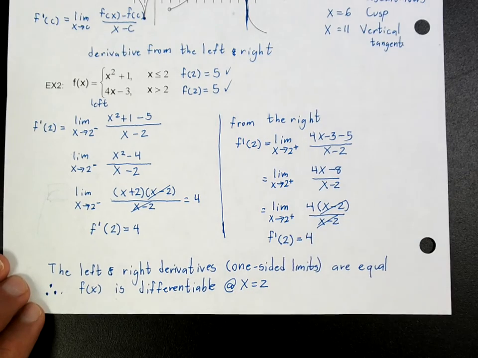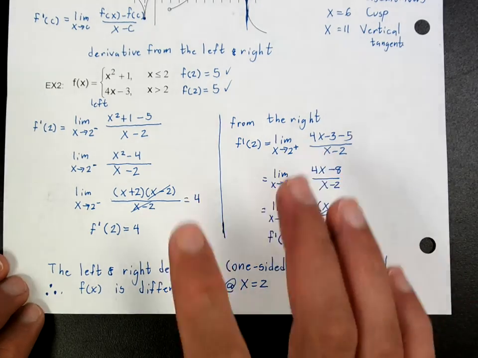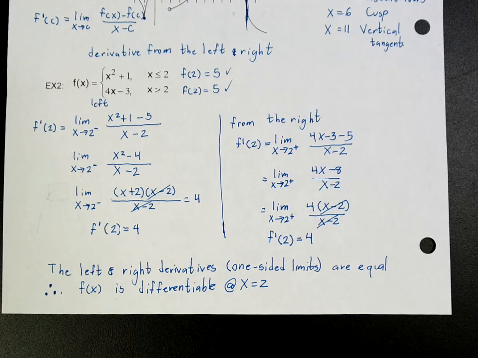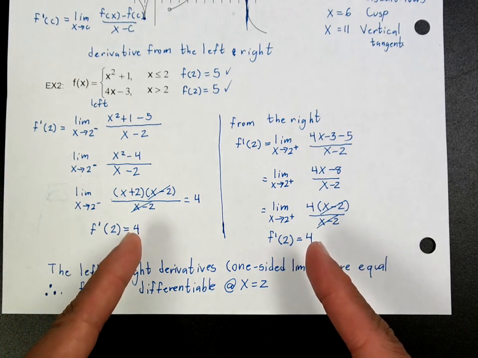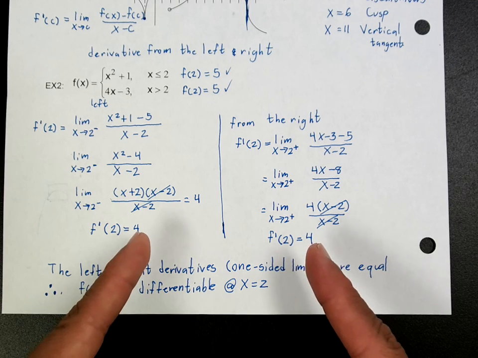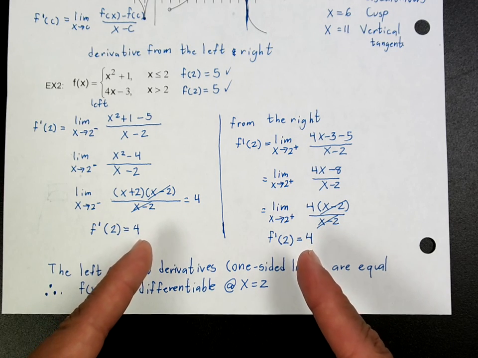All right, so in conclusion, if you have a piecewise defined function like this, then you're going to have to find the derivative from the left and the derivative from the right. And if those two numbers match, then it's differentiable at that point. All right, if they don't match, well, then it's not differentiable.